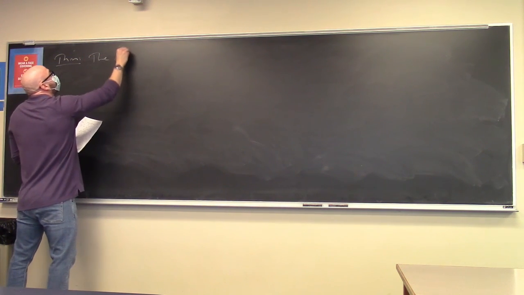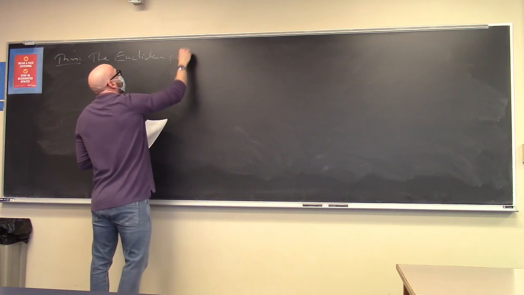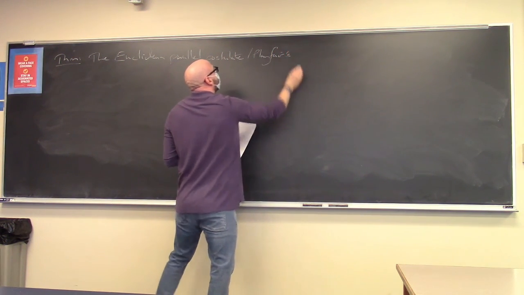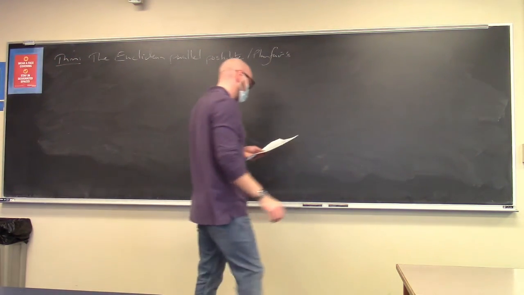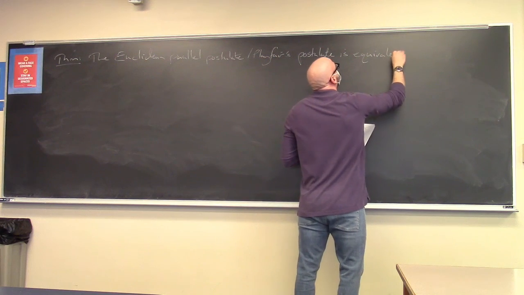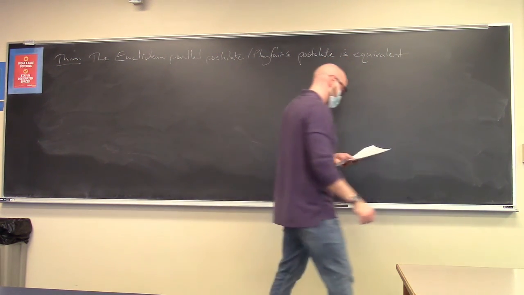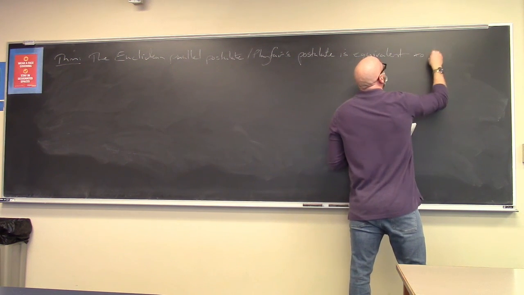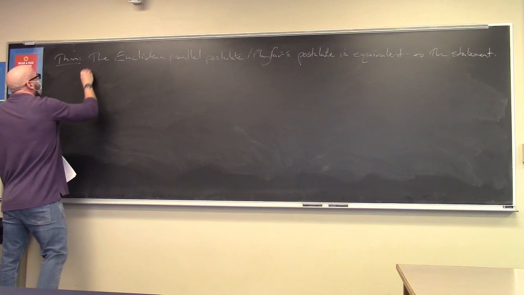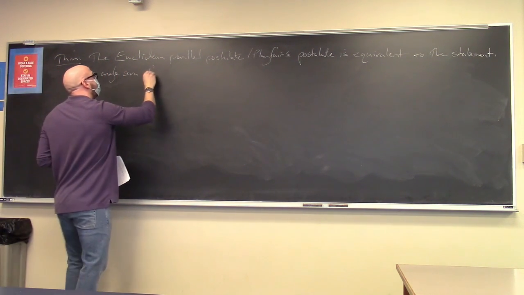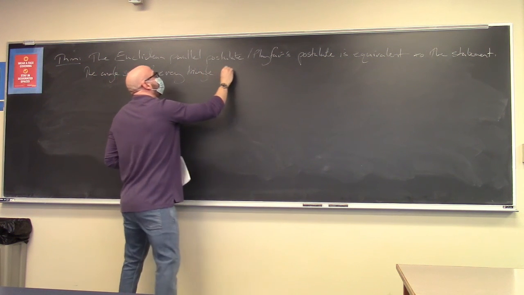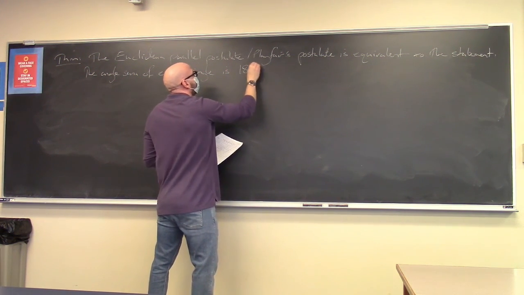So the Euclidean parallel postulate, or Playfair's, same thing, is equivalent to the statement that the angle sum of every triangle is 180 degrees.